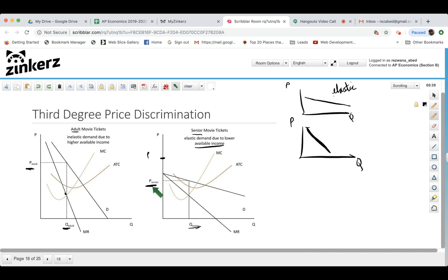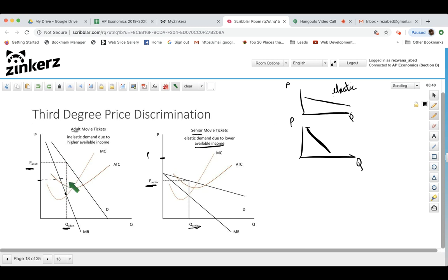It wouldn't make sense to charge the senior price to adults. Because what are you doing essentially? Your marginal revenue is not changing, your marginal cost is not changing, your average total cost is not changing, your demand is not changing. You're just setting your price arbitrarily. If you were to do that, hypothetically, what would happen? You lose money. You're making less profit than before.